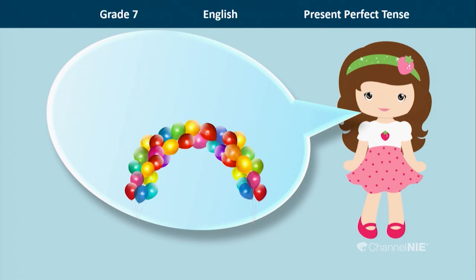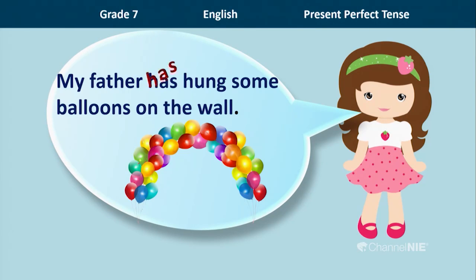There are balloons. She's going to speak about balloons. My father has hung some balloons on the wall. So in this sentence, what is the subject? My father is the subject and the verb is has hung. My father has hung some balloons on the wall.